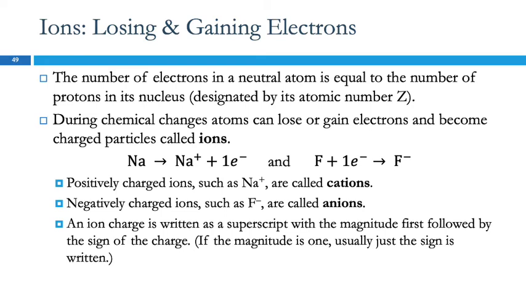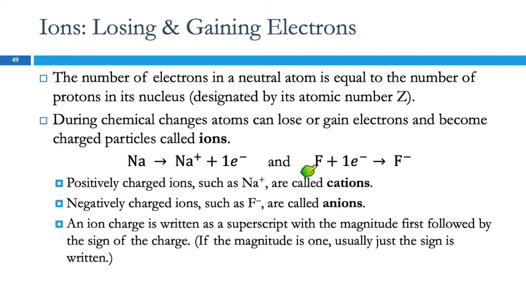It's not neutral. It's an ion, because it has a charge. So ions are atoms that have gained or lost electrons. They become electrically charged. Sodium, in a chemical reaction, will often lose an electron. So sodium has 11 protons and 11 electrons when it's neutral. If it loses an electron, now it only has 10 electrons, but it still has 11 protons. So overall, it has a positive 1 charge.